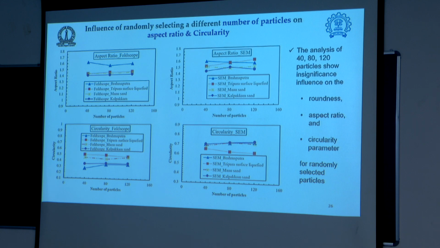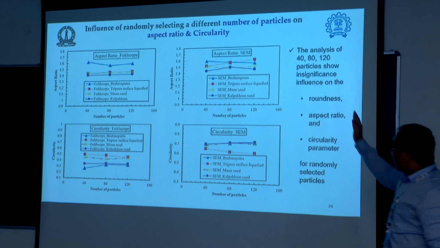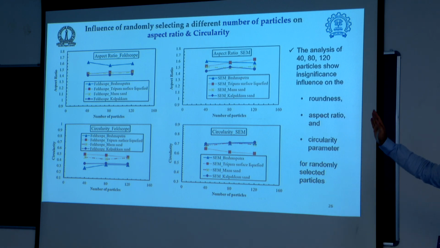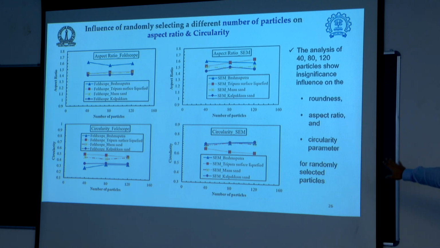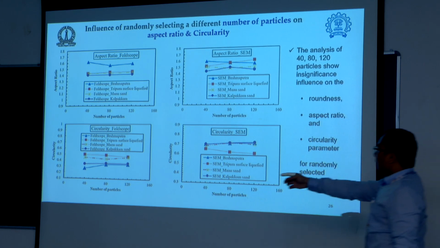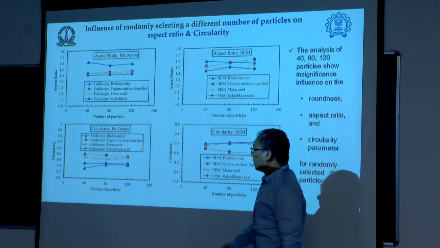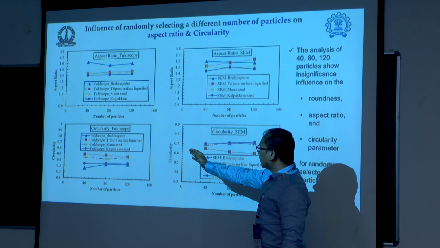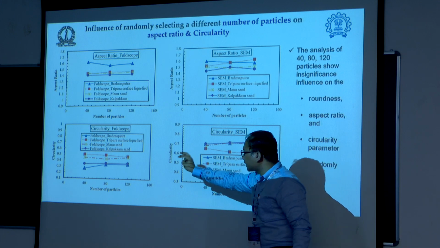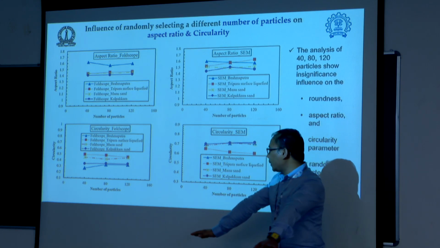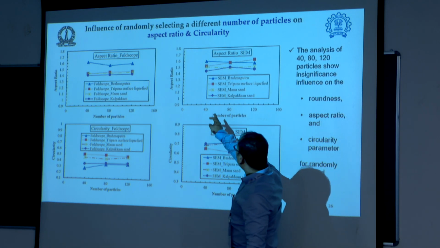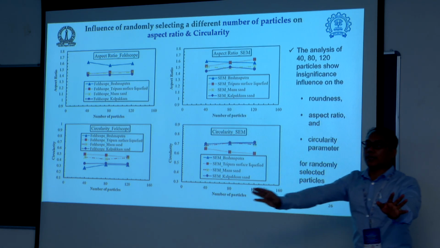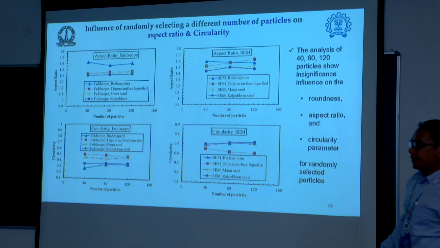Similarly, the analysis for aspect ratio is shown on the left for the Foldscope approach, and the result from the scanning electron microscope is shown on the right here. As you can see, with the increase in number of particles for the Foldscope, for the aspect ratio parameter as well as the circularity parameter, there is not much variation. It appears that if we take 80 particles, that should be sufficient for particle shape analysis.